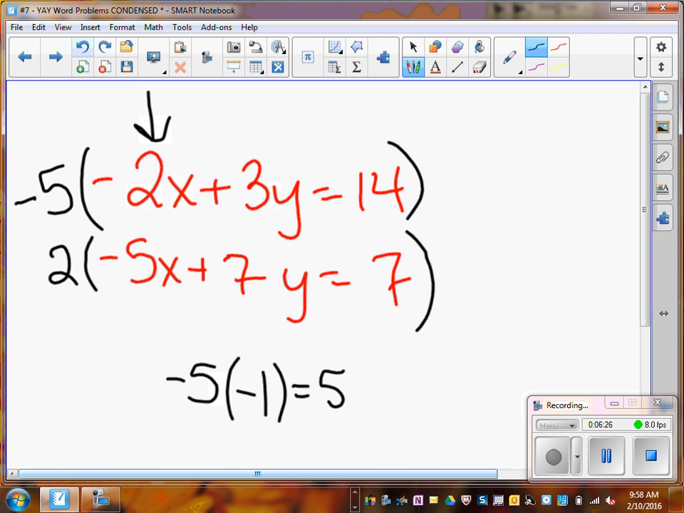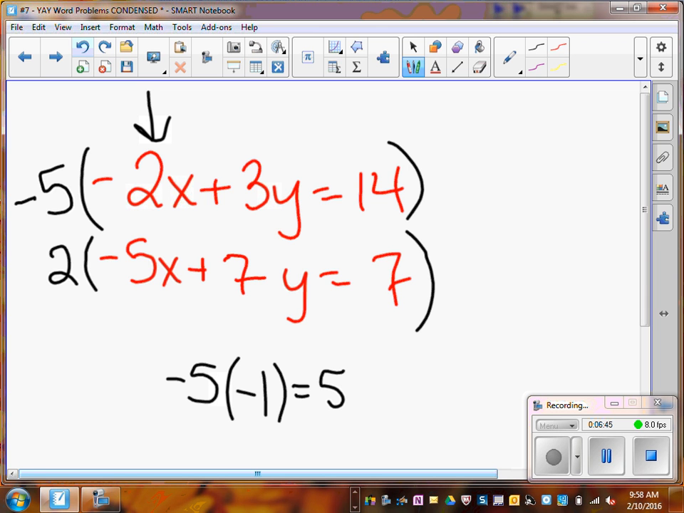So again, this is the first step. Check to see if your coefficients are opposite. If not, then you need to figure out what you have to multiply by. Get your numbers to be the same first, then worry about your sign. Okay, questions on that?